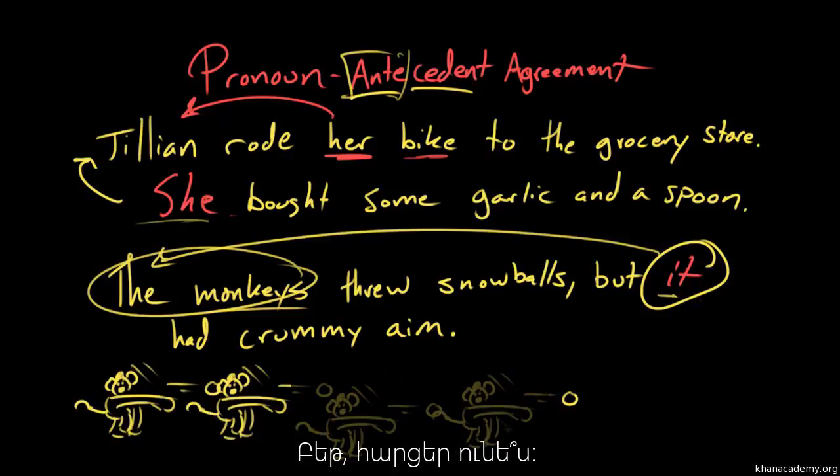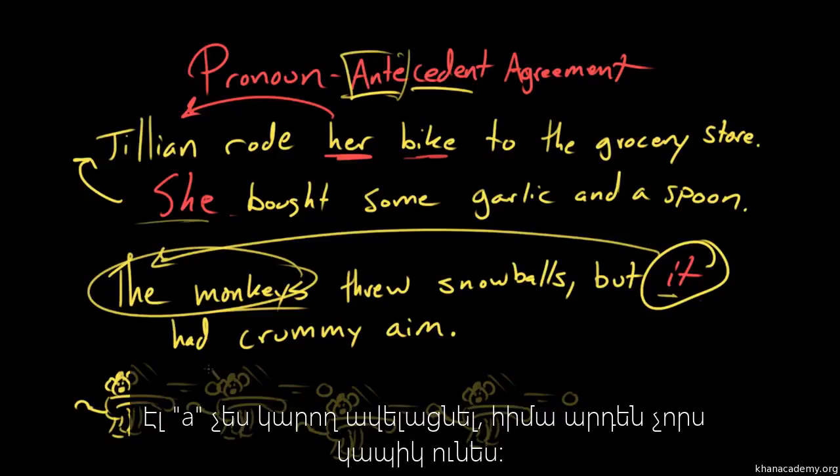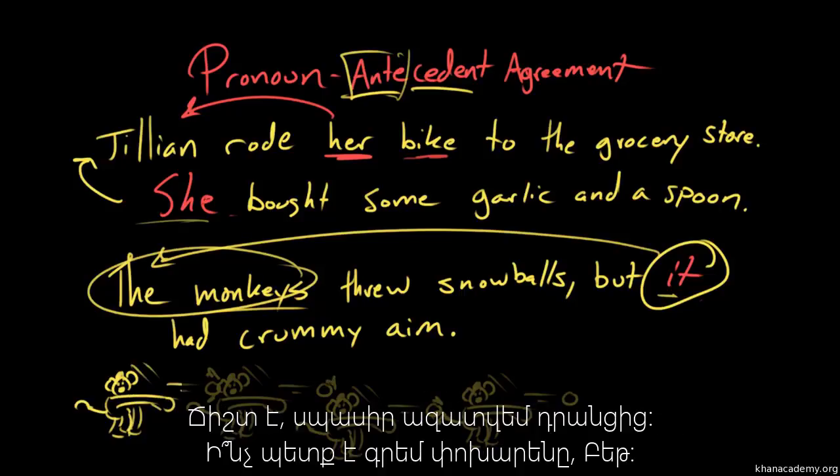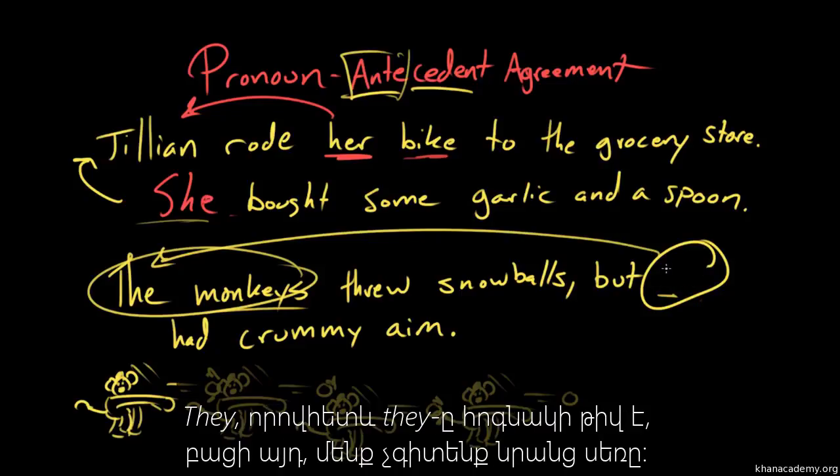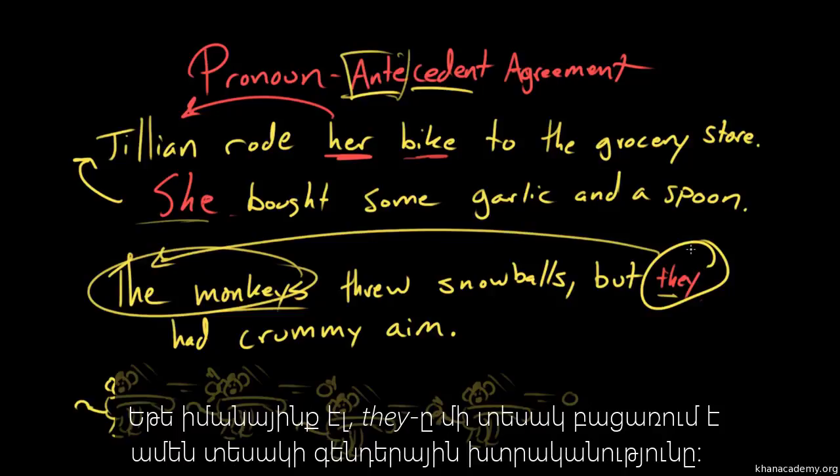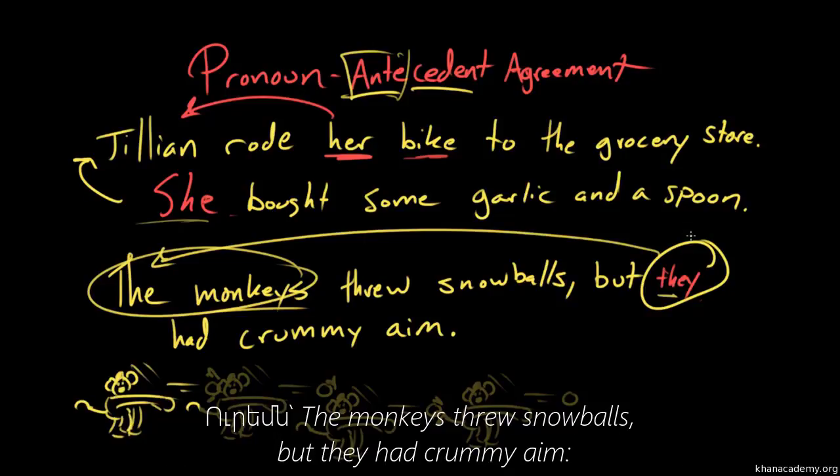We want to make sure that we are operating under the standards of agreement. Beth, any questions? So you can't have it anymore because it's plural. Correct. Now you've got 4 monkeys. Right. So let me get rid of that. So what should it be instead, Beth? They. Because they is plural and we don't know if they're he's or she's. And even if we did, they kind of eliminates any kind of gender distinction. Right. So the monkeys threw snowballs, but they had crummy aim.